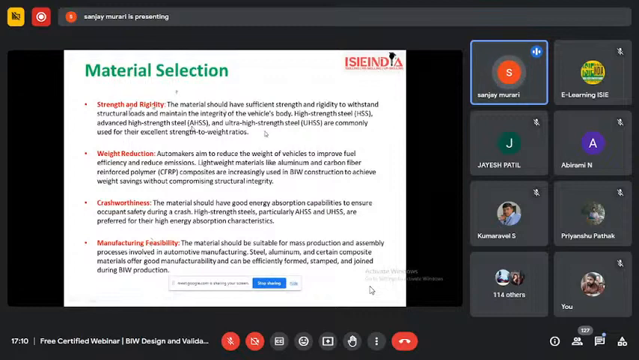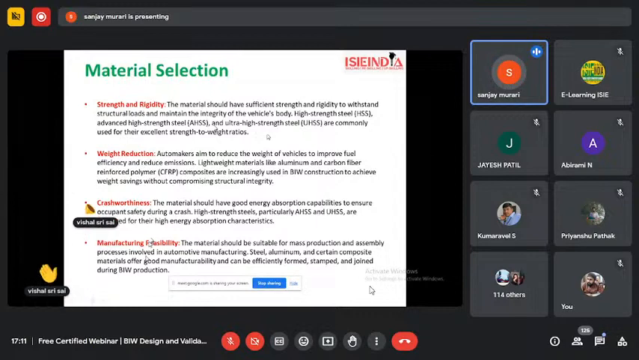Ultimately, when we choose the material, the goal should be that it has good strength and low weight. Then only the efficiency or mileage of the vehicle will be more. But at the same time, we should also consider the cost. It is not always the case that everywhere we need ultra high strength steel only, because the vehicle goes through various loading conditions. So as per its function, we should try to maintain the strength.